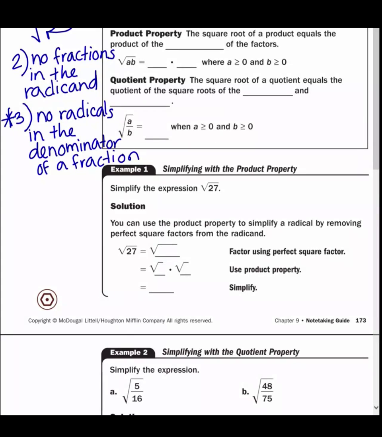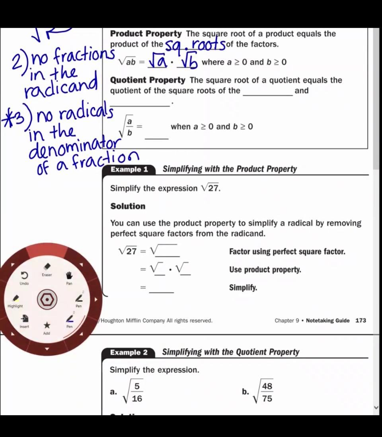The square root of a product equals the product of the square roots of the factors. Sorry, I had to read my notes there. So the radical of a times b is the same as radical a times radical b, as long as they're both bigger than 0. I'm going to go ahead and highlight that because that's a really important one.